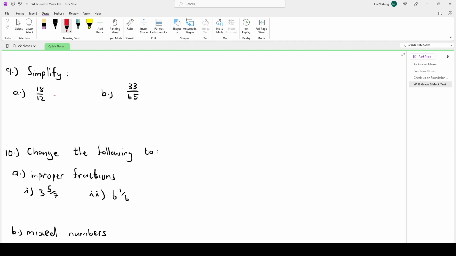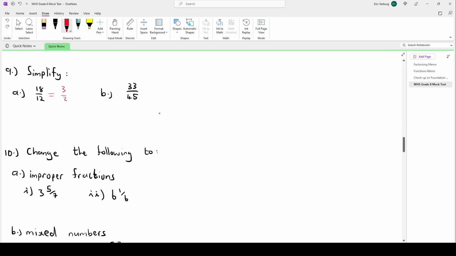Question 9. Simplify these fractions. Here we can divide both the top and the bottom by 6, and then we get 3 over 2. Sometimes they might want you to leave your answer as a mixed number. As a mixed number, this would be 1 and a half, 1 and 1 over 2. But we'll get to mixed numbers a little bit later.